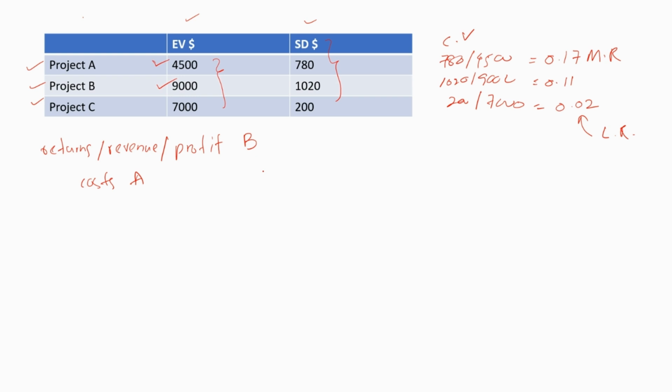Then we discussed the standard deviation. Standard deviation is the volatility of the possible outcomes around the expected value. Higher the volatility, higher the risk. We cannot compare the standard deviations for different expected value projects. We can only compare the standard deviations for same expected value projects. If we want to compare the risk of projects, then we have to calculate the coefficient of variation. If the coefficient of variation is higher, the risk will be higher.